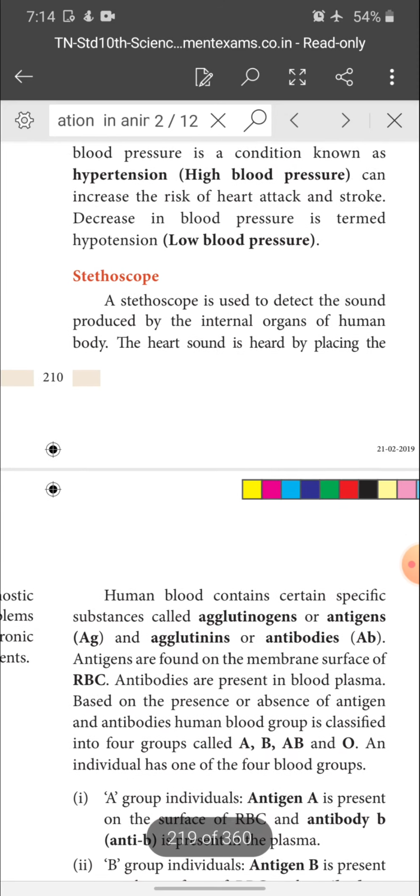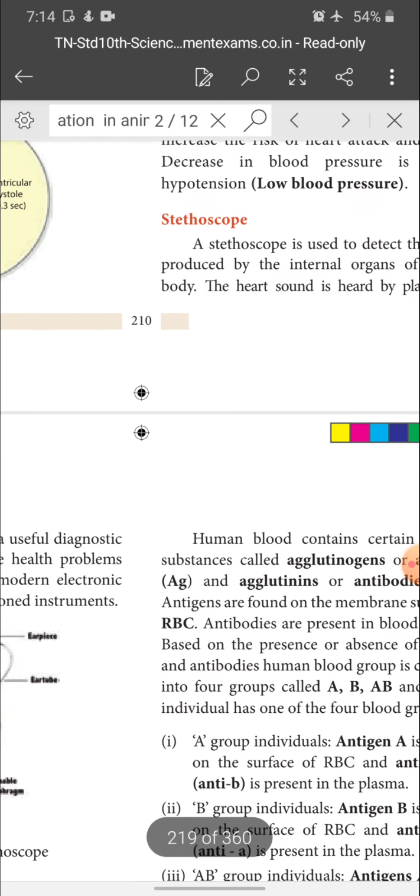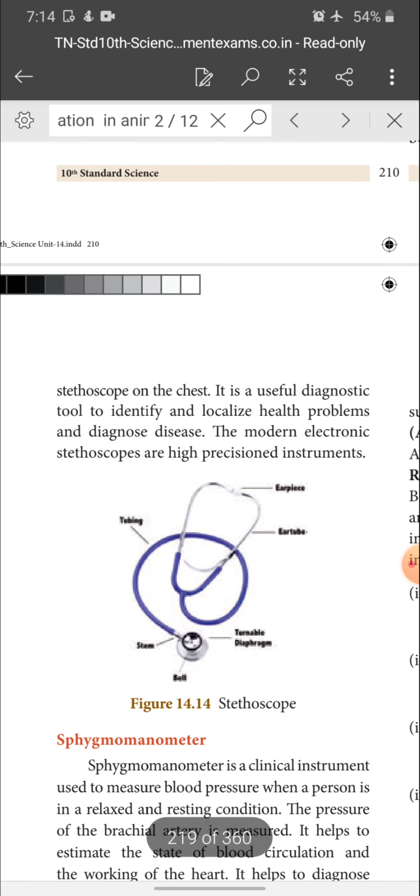So let's enter into the topic, children. Stethoscope. A stethoscope is used to detect the sound produced by the internal organs of the human body, right? It is not only used to find the heartbeat; it is also used to find out the sounds produced by internal organs like the stomach, liver, kidneys, and so on. These organs also produce some vibrations. The heart sound is heard by placing the stethoscope on the chest.